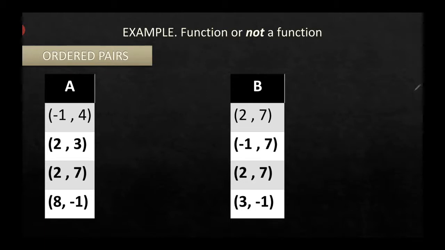Again, if this is a function, then for every input value we only have a single output. So basically, we need to observe the values of our x. Since an ordered pair consists of x and y values, the pairs 2, comma 3 and 2, comma 7 contain the same value of our domain. Therefore, A is not a function.